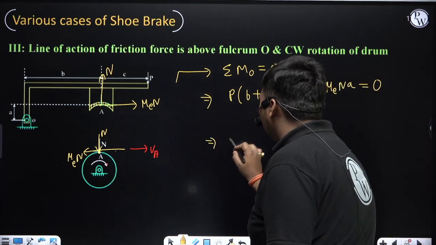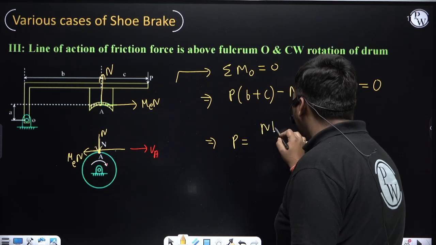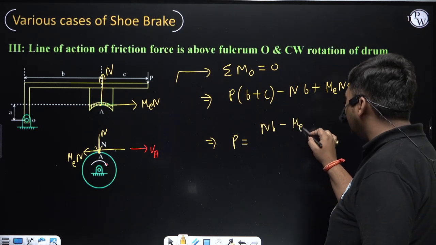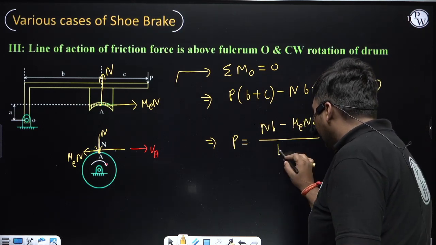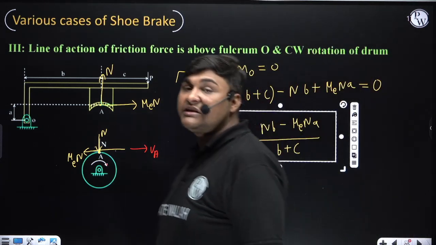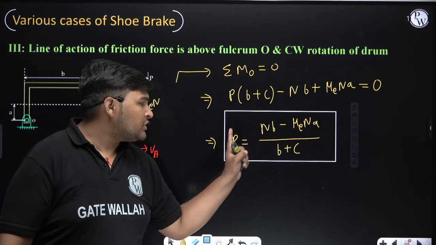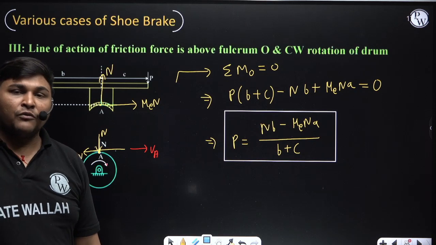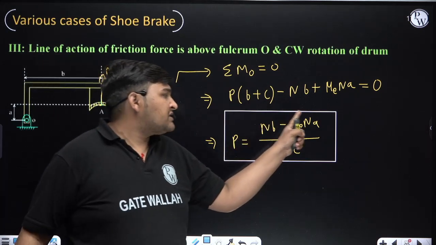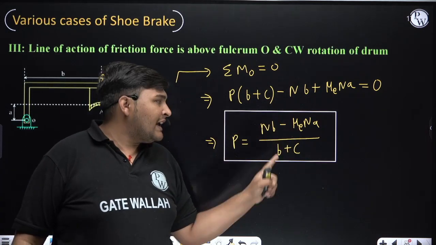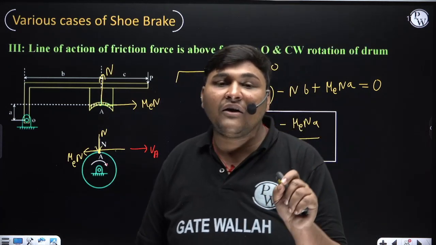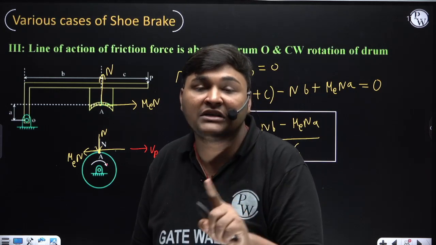From this equation, if you find the expression for P, it will come out as P = (N b minus mu N a) divided by (b plus c). Be careful with sign. This plus will come to this side and become minus. Again, you need not remember this relation, but understand what conclusion I am making. Here you can see friction force is coming in the relation of P. Now visualize whether friction is reducing the braking effort or increasing it. Here you can see friction is coming with a minus sign in this relation. Can I say that in this case friction will reduce the braking effort? And since friction is reducing the braking effort, can I say that in this case the brake is a self-energizing brake?